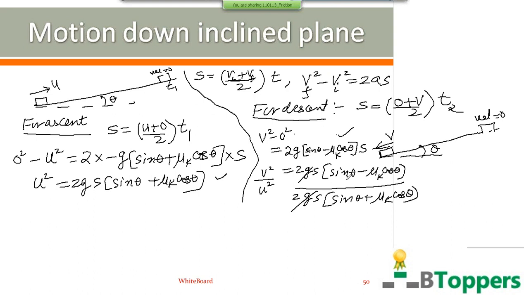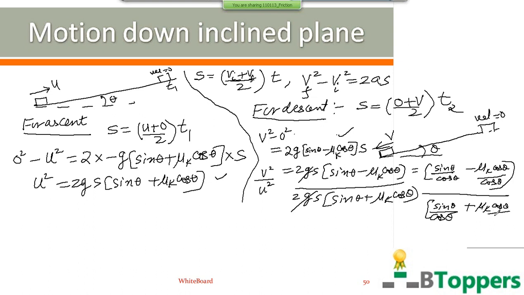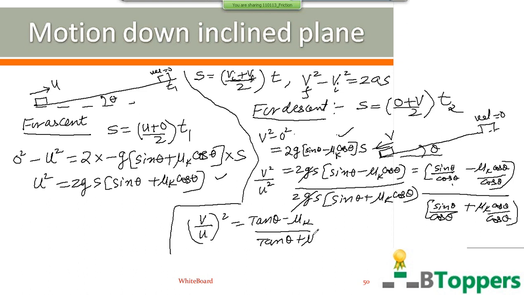Then you can divide numerator and denominator by cos theta. So sin theta by cos theta minus mu k cos theta by cos theta, divided by sin theta by cos theta plus mu k cos theta by cos theta. Sin theta by cos theta I can write as tan theta, and cos theta by cos theta equals 1. So you get (v by u) whole square equal to (tan theta minus mu k) by (tan theta plus mu k).